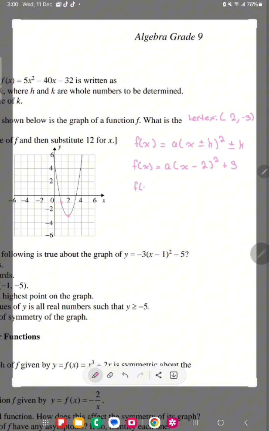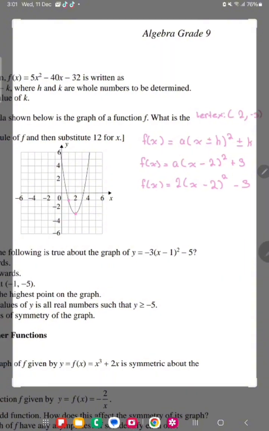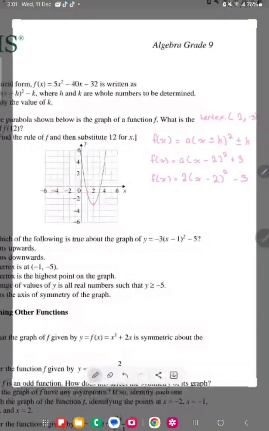When you put these points in the formula, you're going to find that a is 2. So f of x is equal to 2 times (x minus 2) squared minus 3. So this is your formula for the function that they already graphed.